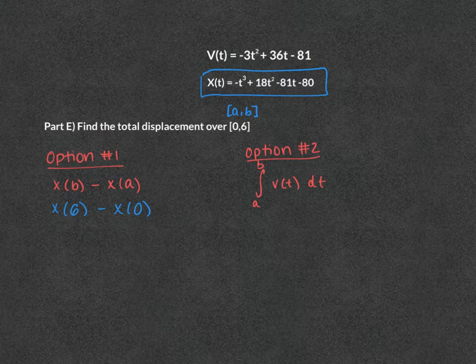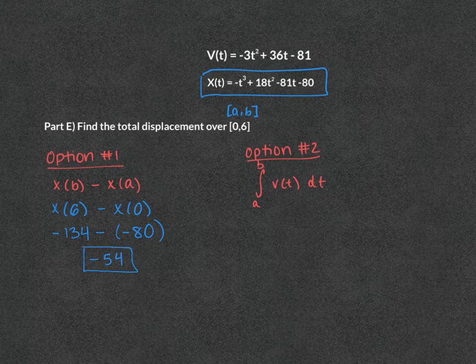So why don't you take a minute and evaluate those numbers and then hit resume when you're ready for the answers. Okay, so at x of 6, I should have negative 134. And at 0, I should have negative 80. And when you subtract them, you should get negative 54. That is your displacement.